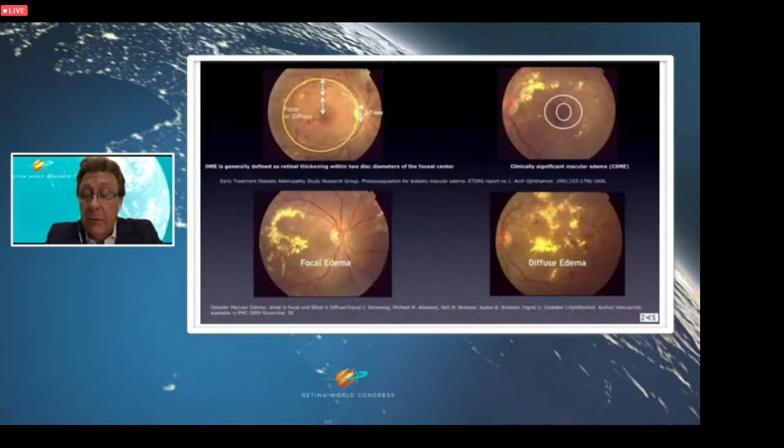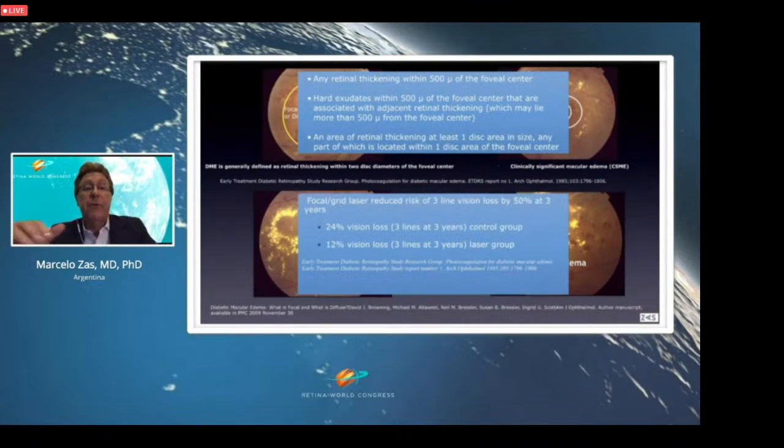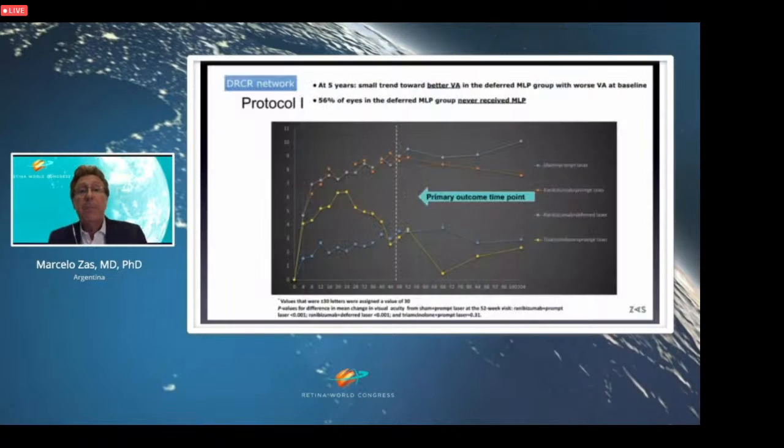A long time ago, the ETDRS defined what we now call clinically significant macular edema as a combination of thickening and exudate within 500 microns from the center of the fovea, and gave us the information that focal and grid laser reduce the risk of 3-line vision loss: 50% at 3 years in the control group against 20% in the laser groups. More recently, Protocol I gave us patients in the deferred laser group who had visual acuity compared with patients who had prompt laser therapy, and 56% of eyes in the prompt macular laser photocoagulation group never received MLP treatment.